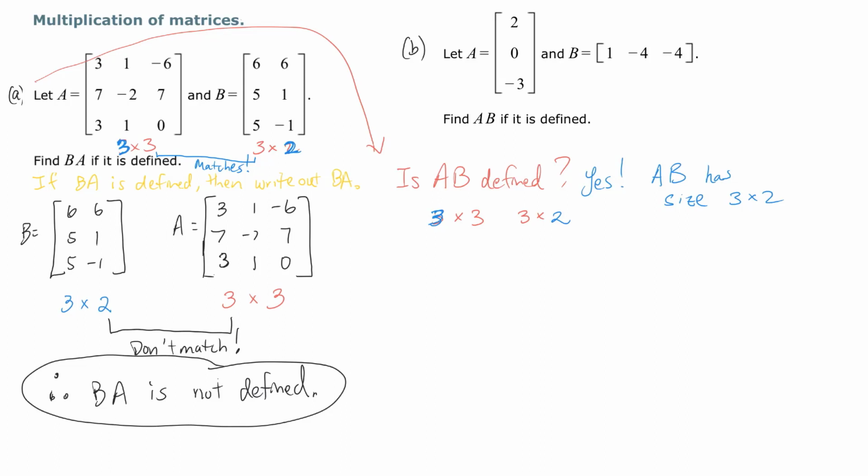So remember, this was matrix A. Matrix A had size 3 by 3 and matrix B has 3 by 2. So the first thing you want to do is make sure this matches. If this matches, then AB is defined. So that's the first thing. The second thing is, if that matches, then you proceed to finding the size. The size of A times B is actually 3 by 2.